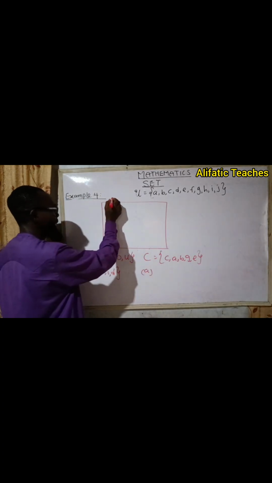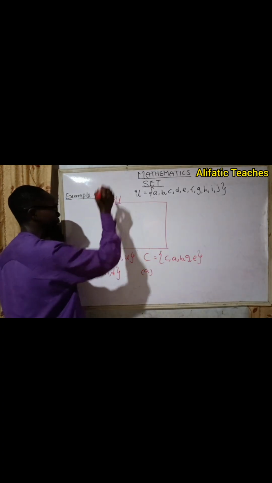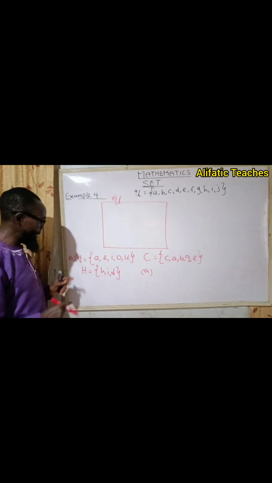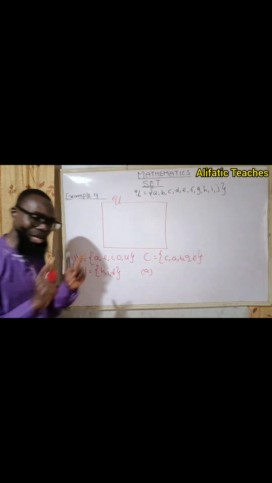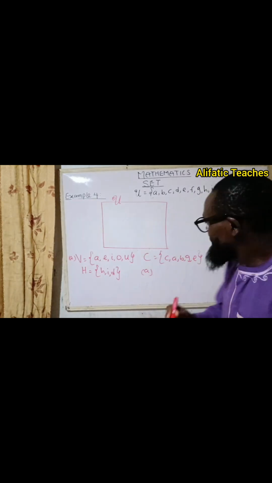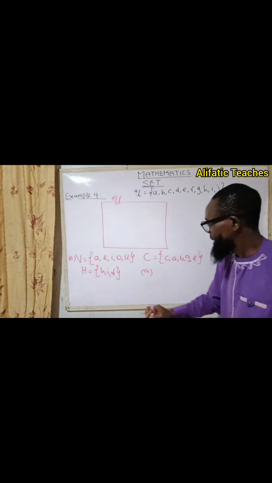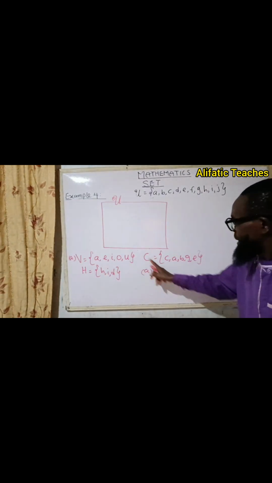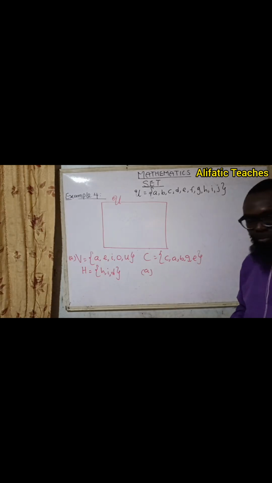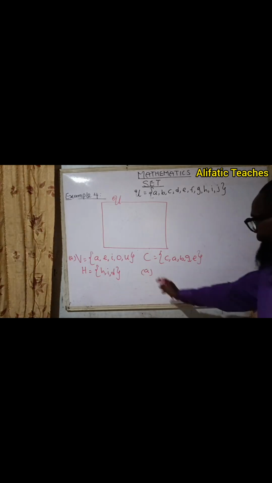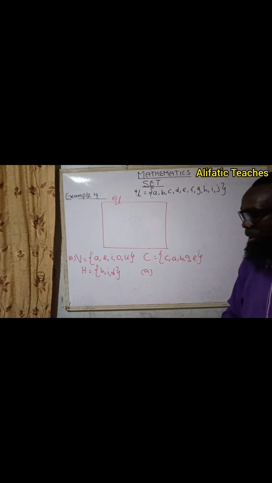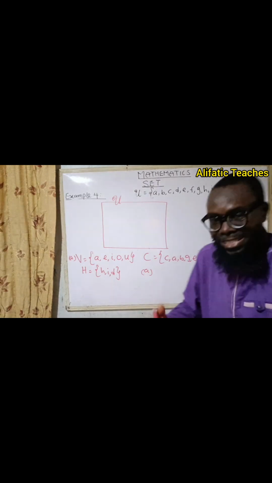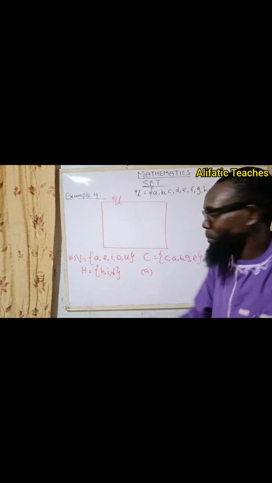I will put my universal sets out here. Then how many sets do we have? We have V, C, H. The first thing you will look at is this V, C, H. Let's look at V and C. Do they have anything in common? Yeah, we have A is here, A is here. They have something in common. Definitely V and C will join at a particular point.